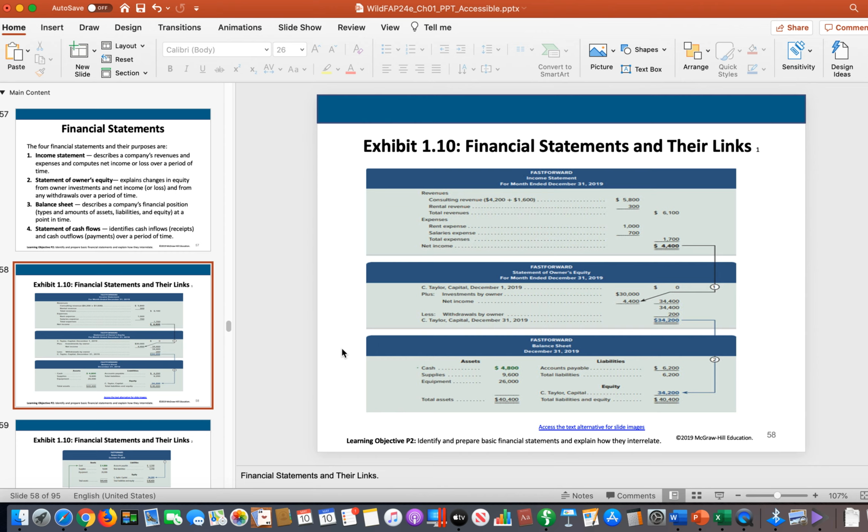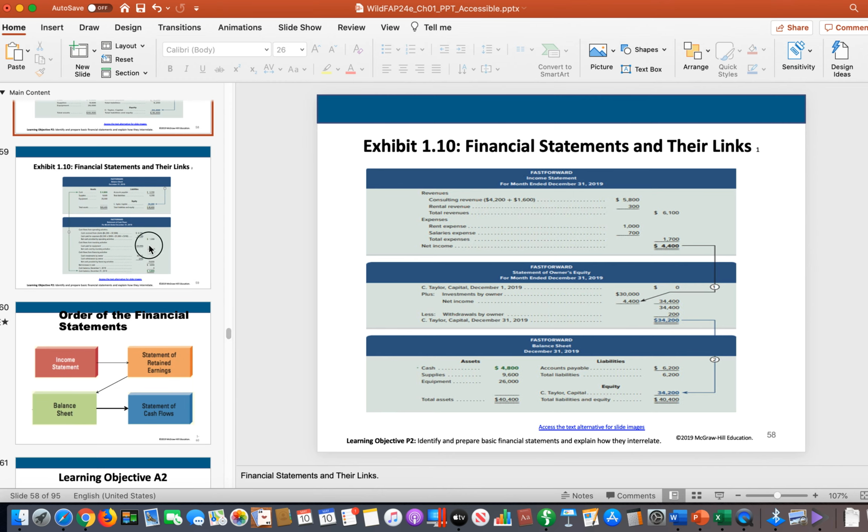But you see how these statements are connected, how they link, and you always start in this order. Income statement first, statement of owner's equity next, balance sheet, and thereafter you're going to do the statement of cash flows. Notice how the heading is the name of the company, then the title of the financial statement, and the period of time. It could be a year ended, the month ended, the quarter ended, whatever period of time you're talking about, except for the balance sheet, which covers a date or moment in time, as I said.